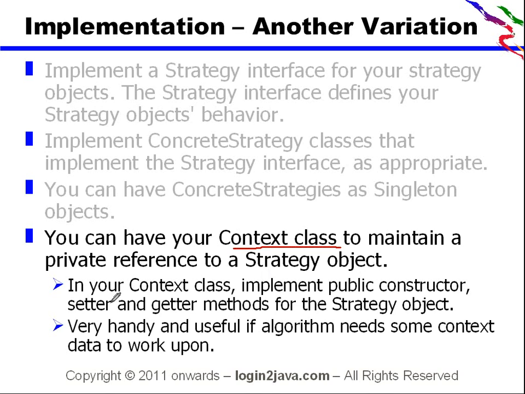Now what is context class? In your context class, implement public constructor, setter and getter methods for the strategy object. This is very handy and useful if the algorithm needs some context data to work upon. Suppose there is some common data that needs to be applied on the algorithm in different contexts, where the data is the same, but we need to apply different algorithms on the same data, so we can put that data in the context class.